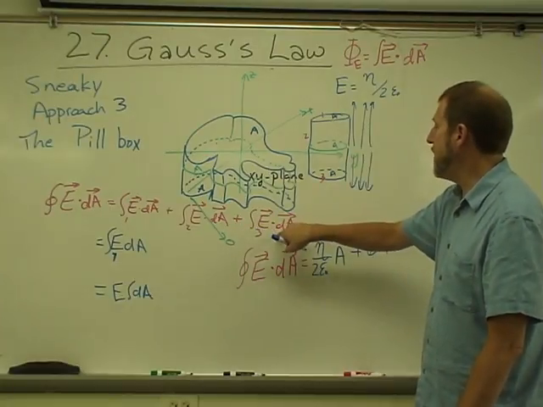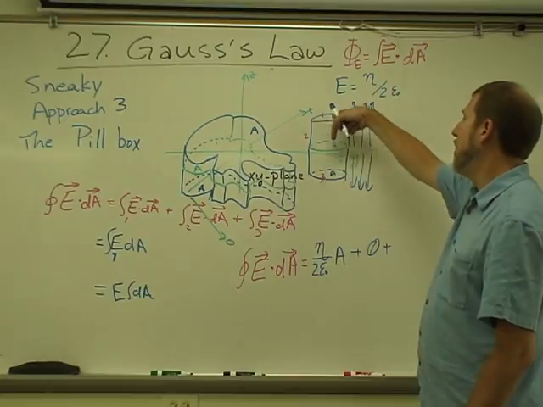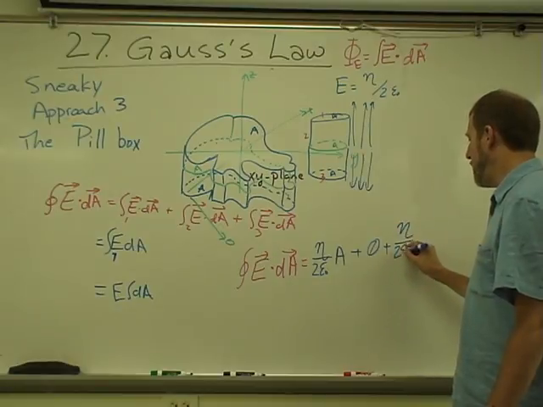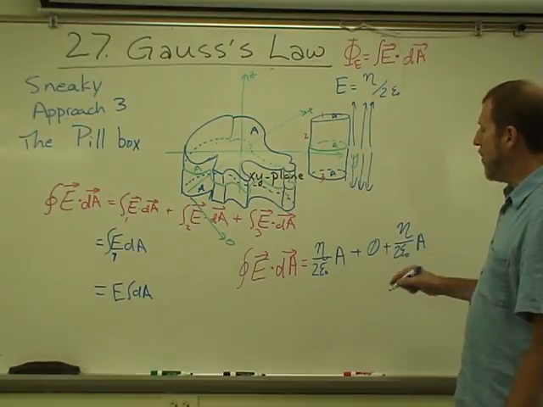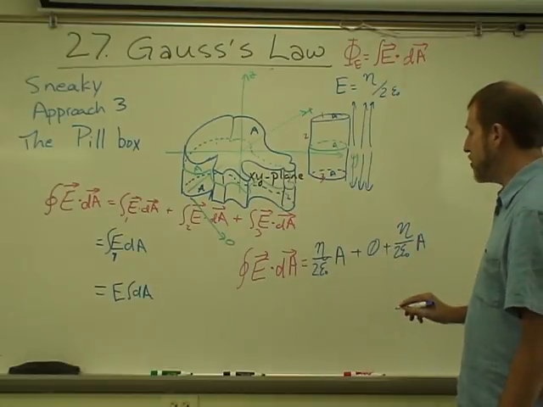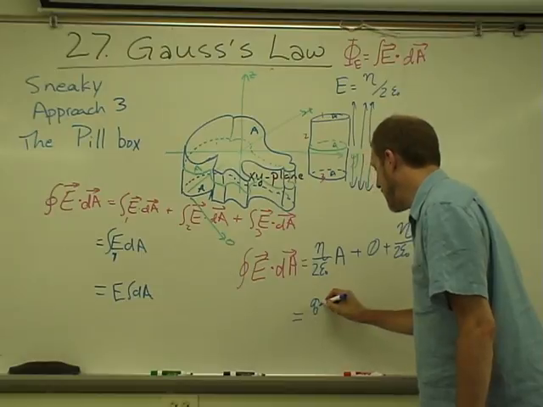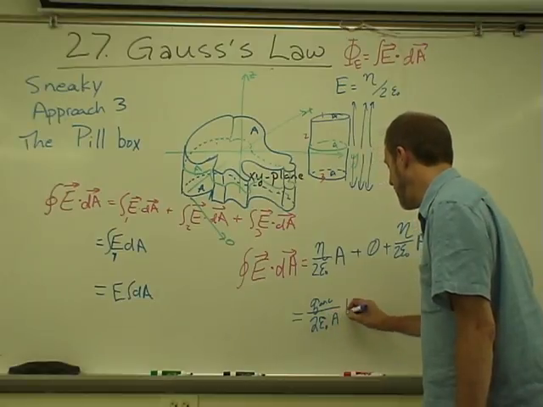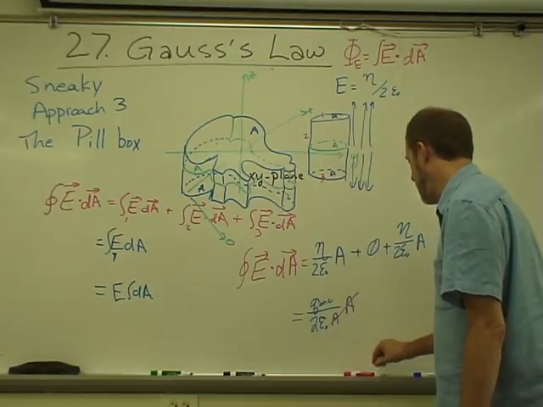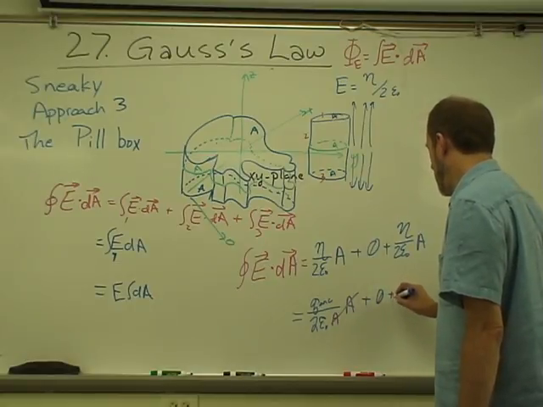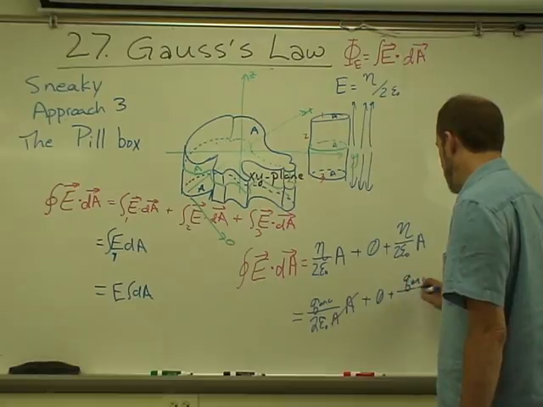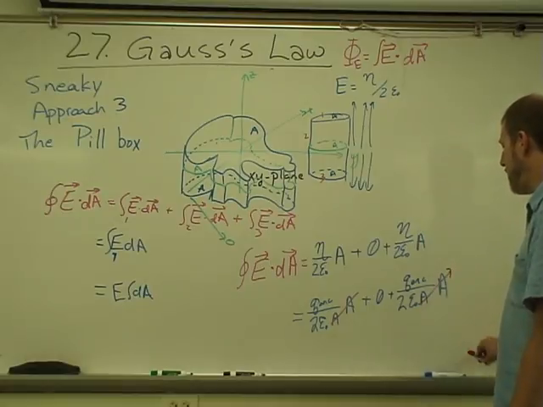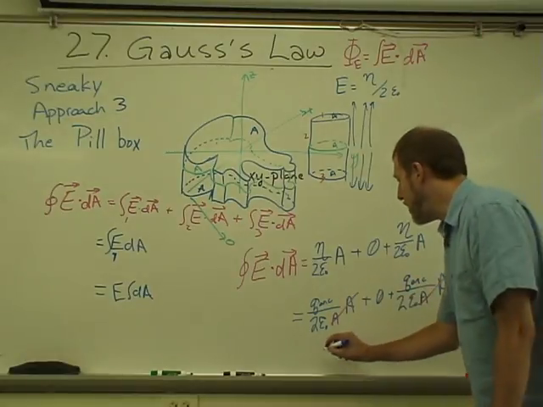minus negative. E dot dA, there, E is going in the negative direction compared to surface 1, but so is dA. So that stays positive. Eta over 2 epsilon naught times A. But now, eta is the surface charge density. So that's Q enclosed divided by 2 epsilon naught A times A, cancels out, plus 0 plus Q enclosed divided by 2 epsilon naught A times A, cancels out. 1/2 plus 1/2 is 1.